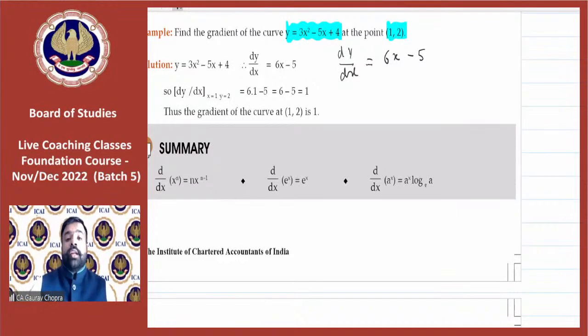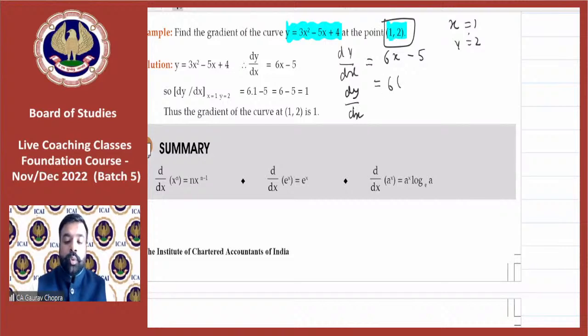Now, we have to calculate the gradient at a particular point. And what is that point? (1, 2). 1 denotes the value of x and 2 denotes here the value of y. So we have to input the values of x and y. But see, we are not having y in the equation. We are having only x. So dy by dx is equal to 6 into 1 minus 5. So what is the result? The result is 1. So the gradient of the given curve is equal to 1. Okay.